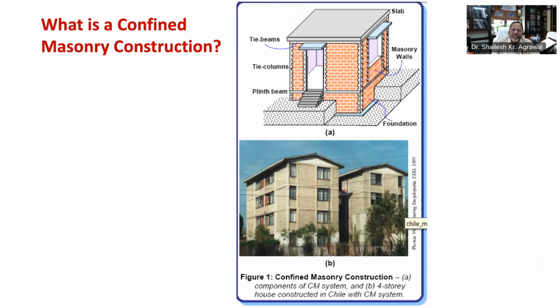Confined masonry construction has a mandatory plinth beam on top of plinth masonry. Figure 1B shows a four-story house in South America using confined masonry construction. It's a good construction technology for low and medium rise houses in seismically vulnerable areas.